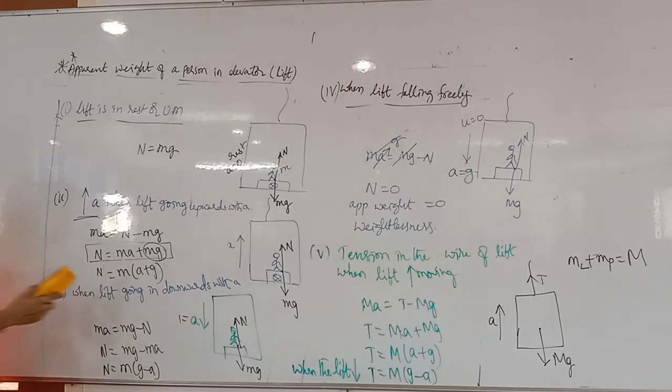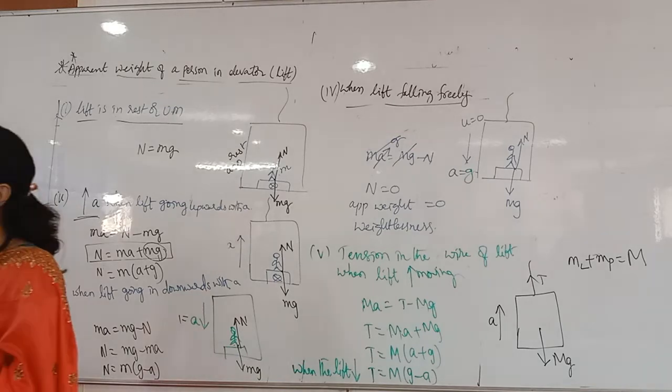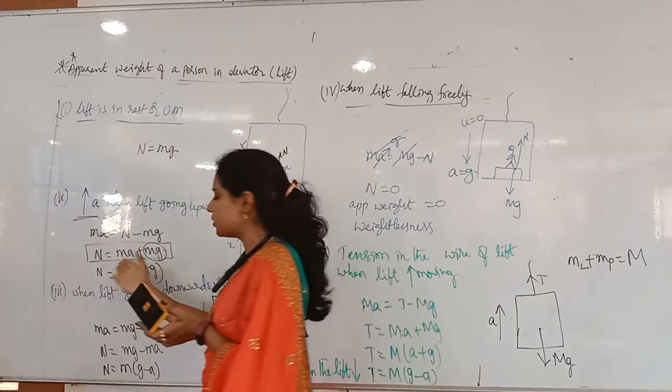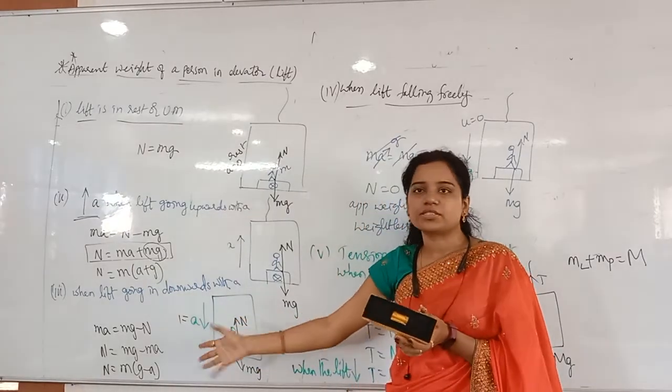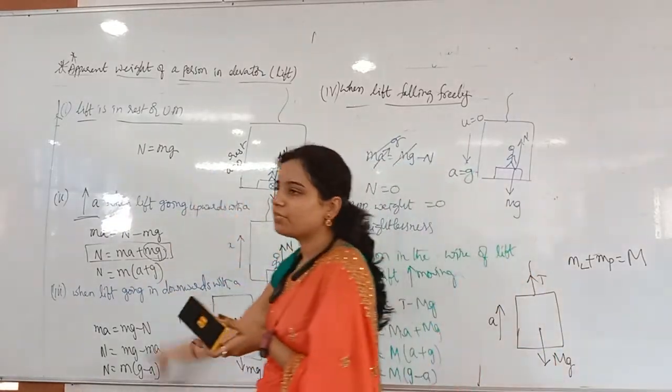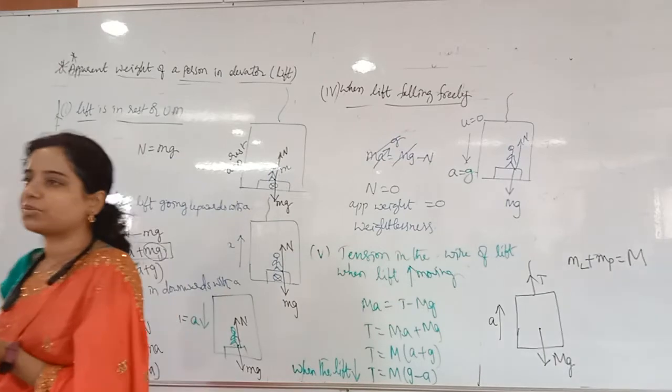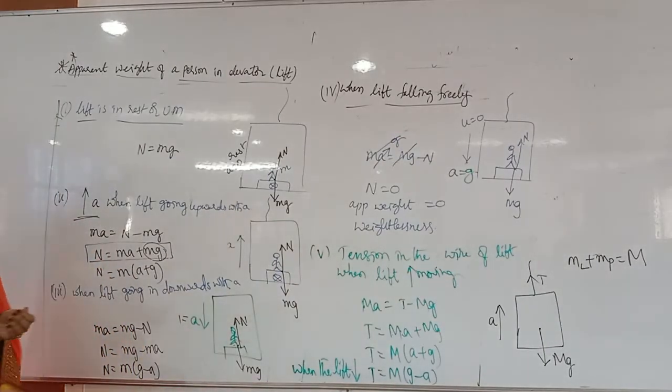Once you understand this, you should know these formulas. Whenever the lift is involved, always just remember one thing. Whenever the lift is going upwards, the weight increases. When the lift is coming in the downward direction, the weight decreases. Increase means you will automatically write mg plus ma. Decrease means mg minus ma. That's it. No need to remember the formulas also. Just remember the concept. Clear? Then next one.